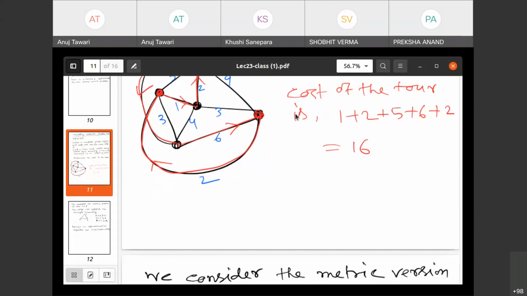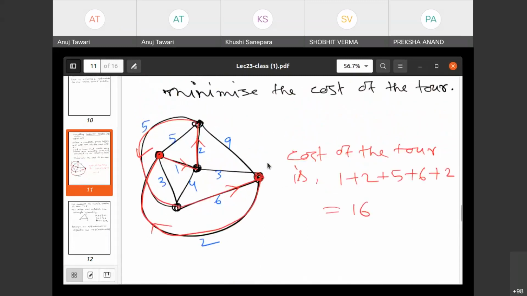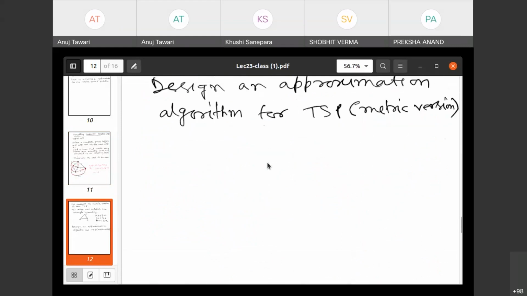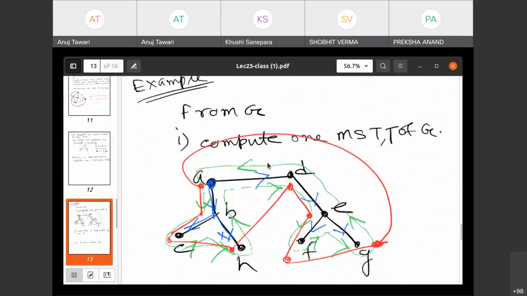Yes, so there is one more idea, which is minimum spanning tree, and that's exactly the algorithm. So I'll combine the ideas of two of you. You'll construct a minimum spanning tree first. From G you compute one minimum spanning tree. Let's say all these black edges are our minimum spanning tree: A, B, B, C, B, H, A, D, D, E, E, F, and E, G.